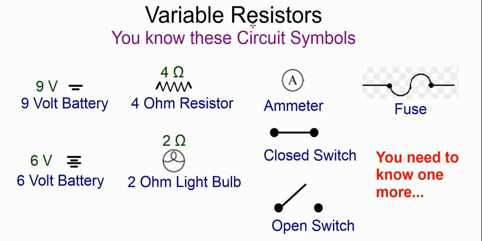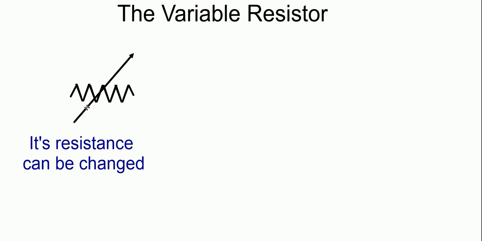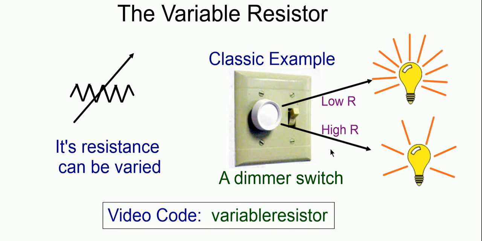Now you need to know one more, and that's the main focus of this video, and that is a variable resistor, and that is drawn this way. That arrow through the resistor shows that the resistance can be changed. The classic example I have just like this in my kitchen is this knob here, which is a dimmer switch. If we turn this such that the resistance is low, then a light bulb would be bright. Whereas if we turn this and the variable resistor has now a high resistance, then the light bulb would not be as bright. Here's your video code: variable resistor.